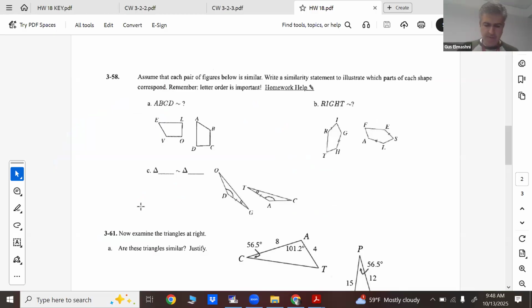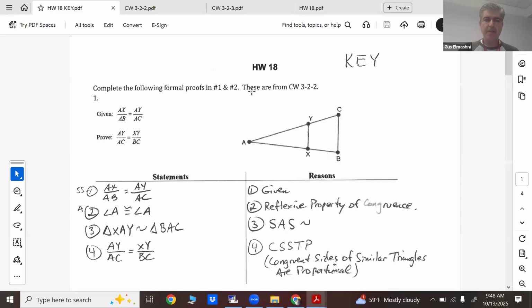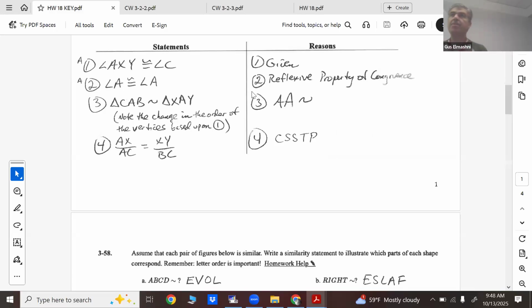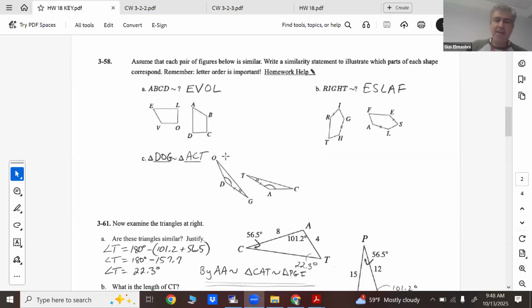Okay, let's move on. For 358, let me put the answer key up again. Here we go. Okay, so ABCD is the same as EVOL. If you just have to go based off looks, I suppose that's not really the best way to do it, but it does look like E and A match up and B match up, so we go in that order.